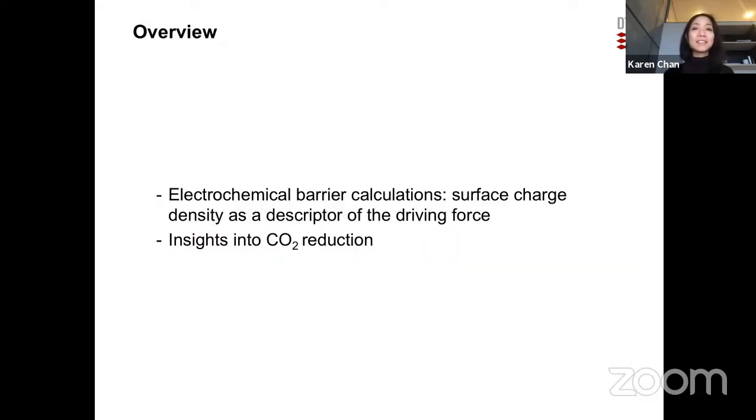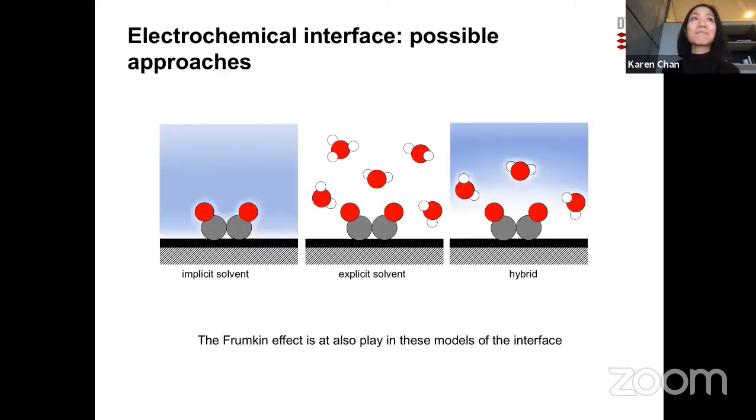And so in this short talk, I will first talk about what this does to our electrochemical barrier simulations, which is very much an open field, and then talk about just a few insights into electrochemical CO2 reduction. Okay, so first starting with the barriers. Okay, so in contrast to reaction thermodynamics, for which we have the computational hydrogen electrode as a very well-accepted, established, widely used method, electrochemical barriers, the field is far from convergence.